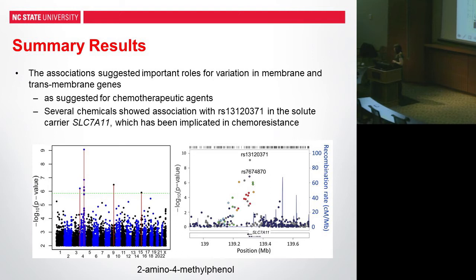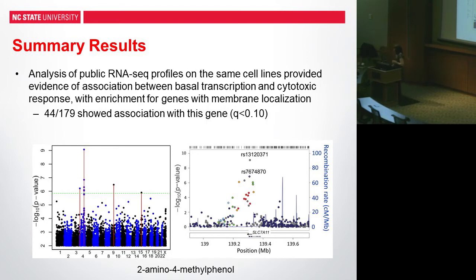Associations suggesting important roles for variation in membrane and transmembrane genes was the most consistent theme we had. And these are the same types of genes that have been shown before for chemotherapy response. So these seem to be general cytotoxic response genes. They are not exclusive to chemotherapies. For several chemicals, the gene that came up the most consistently was SLC7A11, which has previously been associated with chemotherapeutic resistance, both in cell lines and in human samples, which, like I said, reinforces the use of this cell line model.